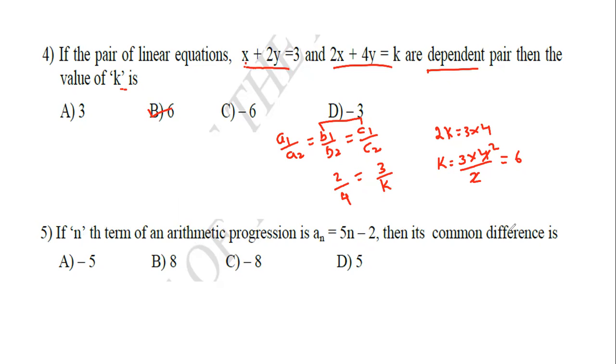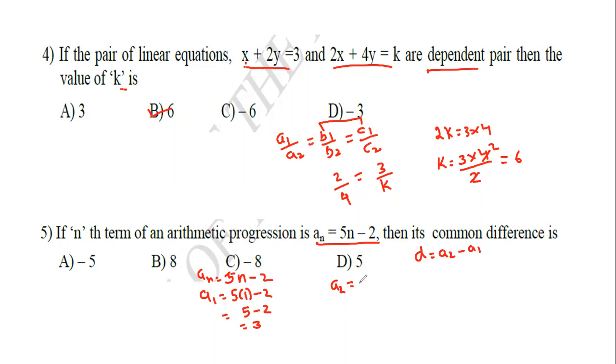Next sum, if the nth term of an arithmetic progression is an is equal to 5n minus 2, then its common difference is dash. Common difference means d is equal to a2 minus a1. The given here is an is equal to 5n minus 2. So write it here. First find a1. a1 is equal to 5 into 1 minus 2. 5 ones are 5, 5 minus 2 is 3. The value of a1 is 3.